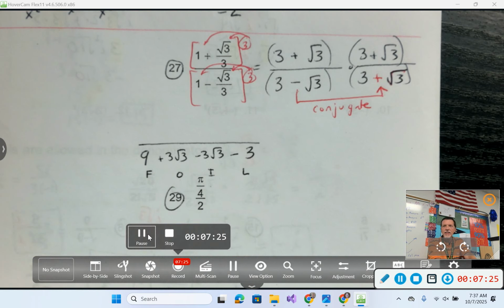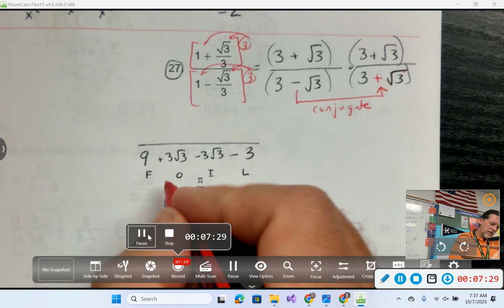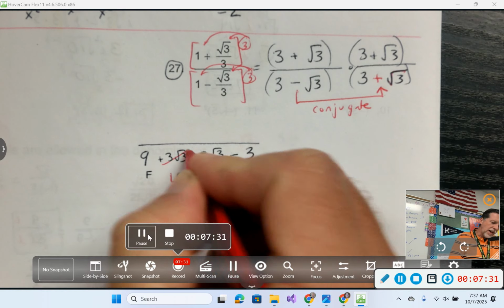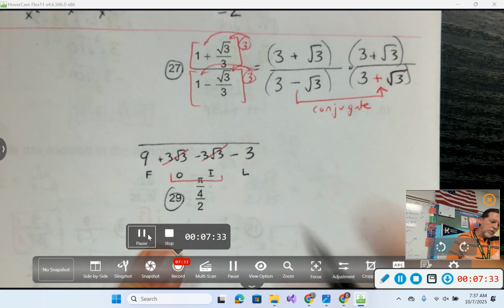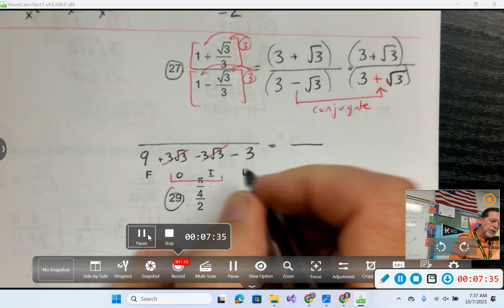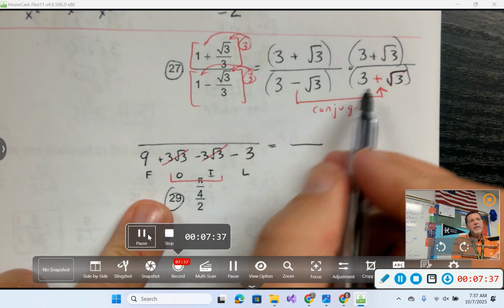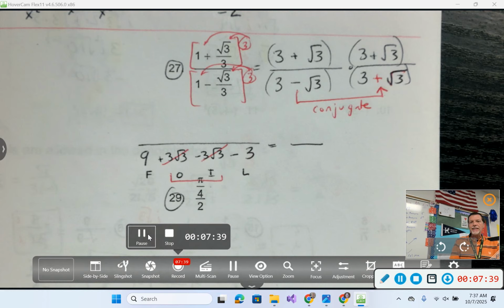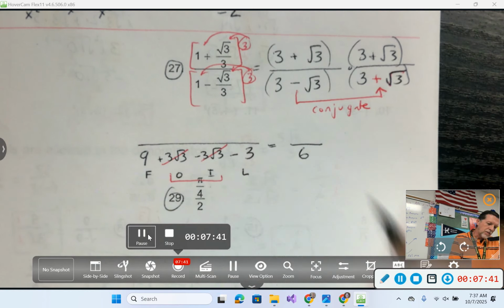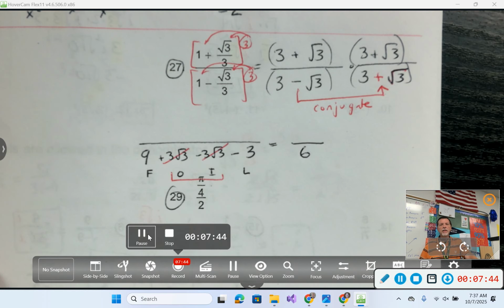First, outside, inside, last. What happens with the O and the I terms? They cancel out. That always happens when you multiply by a conjugate. That's why we multiply by a conjugate, to make that square root stuff get cleaned up. So 9 minus 3 is 6. The top is the same process, still a FOIL problem.